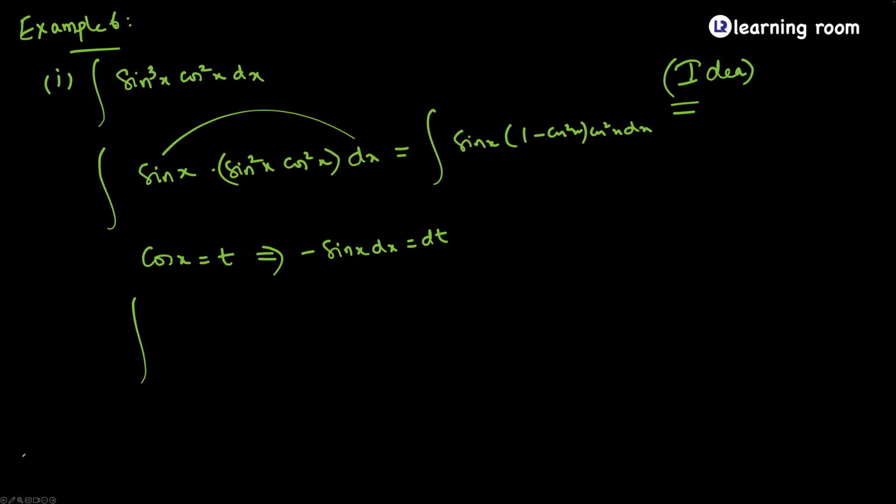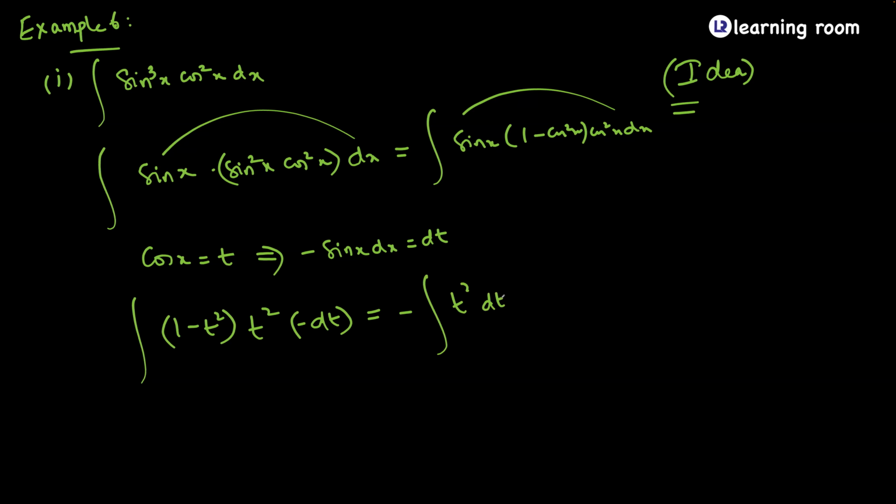So what will it be? 1 minus cos square x is 1 minus t square, into cos square x is t square. Sin x dx is minus dt. So minus will come out. Integral of t square dt plus integral of t power 4 dt.